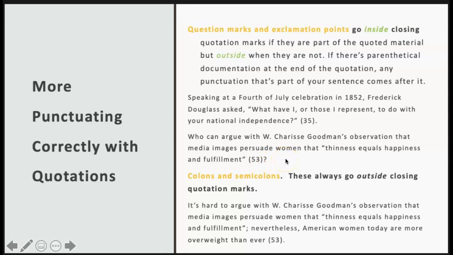Now, colons and semicolons always go outside closing quotation marks. It's hard to argue with W. Charisse Goodman's observations that media images persuade women that, quote, "thinness equals happiness and fulfillment"; then some more sentences coming, okay? So there is a closing of that quoted material, a semicolon, the conjunctive adverb nevertheless, which provides transition into the next independent clause, and a comma afterwards. American women today are more overweight than ever. Now, parenthetical citation with 53 because we've already cited Goodman in the sentence, period after the parentheses.